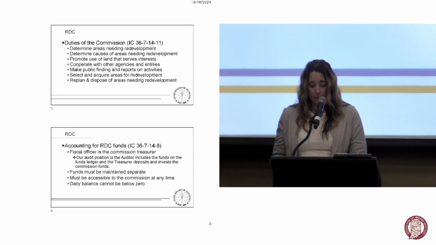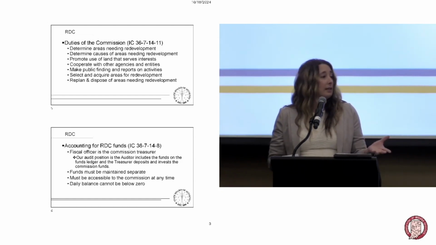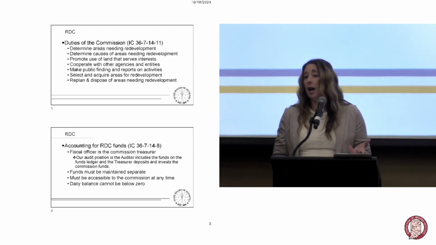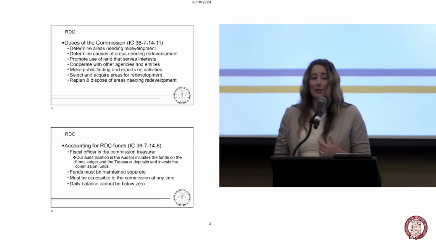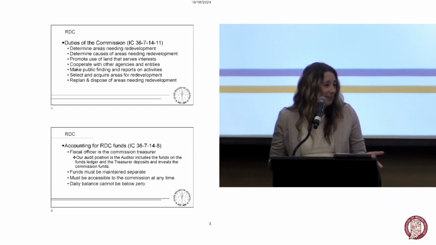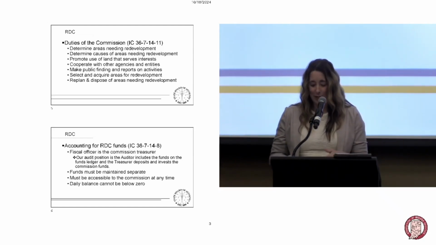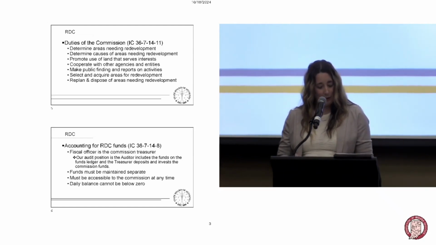They're held separate. They also have to be accessible to the commission at all times, okay? And they cannot have a balance less than zero. No fund can have a balance less than zero, but they specifically tell you here, right? We can't have less than zero.